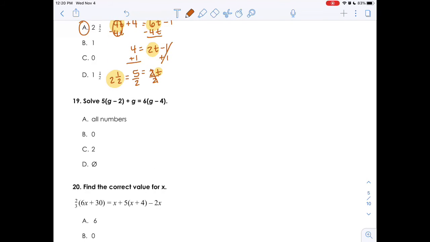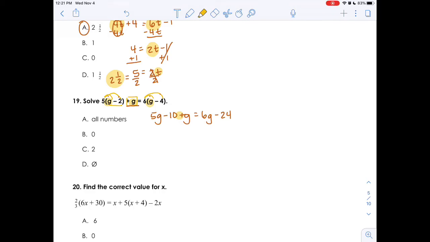On number 19, I'm also solving an equation. My variable this time is g, and I have 3 g's. I also will need to distribute. On the left, I have 5 times g and 5 times negative 2. This will just drop down. And on the right, I have 6 times g and 6 times negative 4. So 5 times g is 5g. 5 times negative 2 is negative 10. The plus g drops down. This is equal to 6 times g, which is 6g, and 6 times negative 4, which is negative 24.